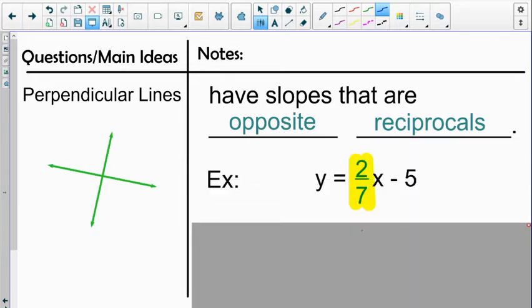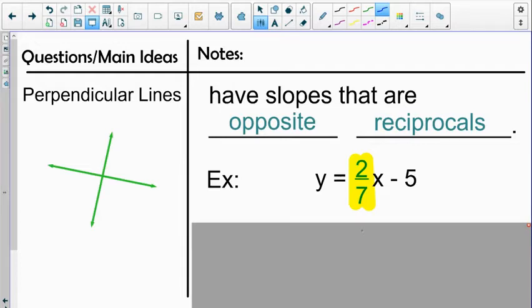So if I have an equation, y equals 2/7 x minus 5, I see that my slope is 2/7. It's highlighted there. I want to think about what would be the slope of a line perpendicular to this. So what is a slope that's an opposite reciprocal to 2/7?